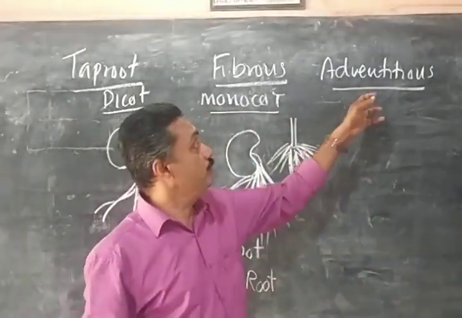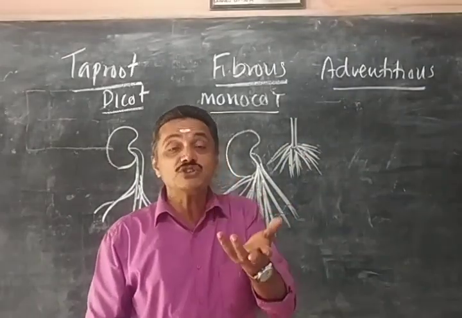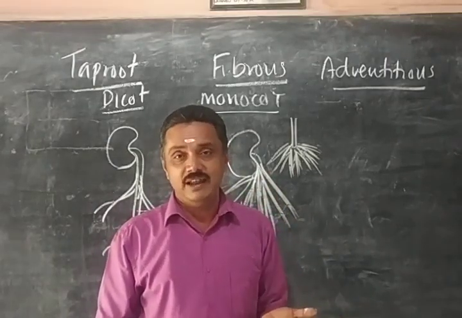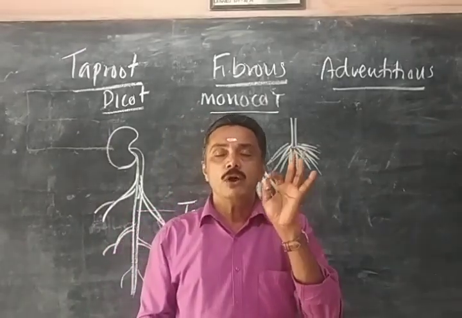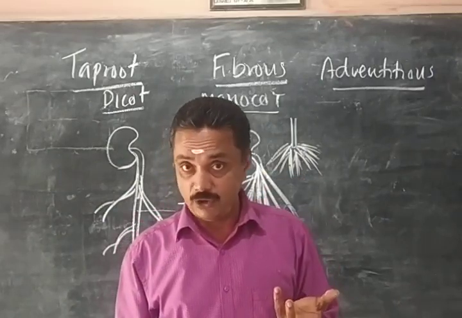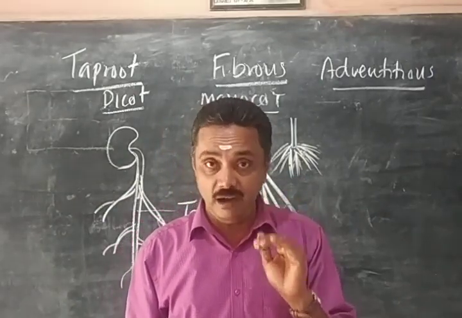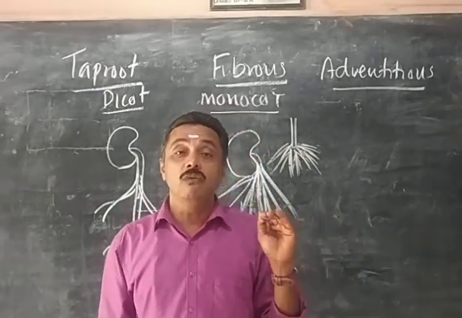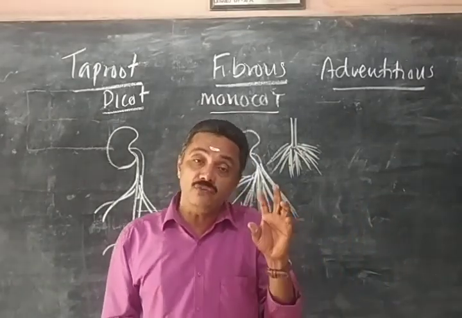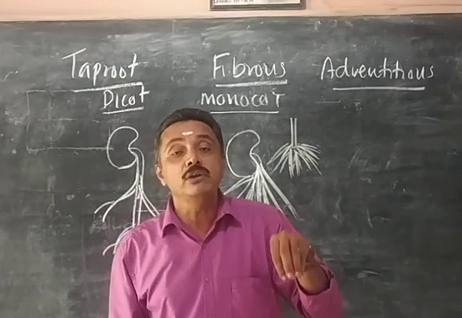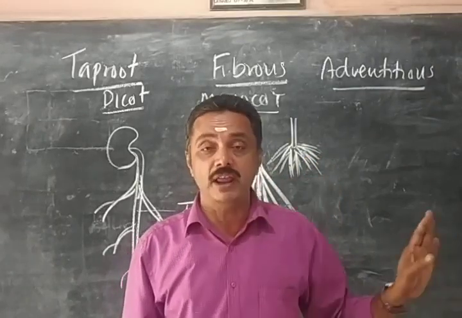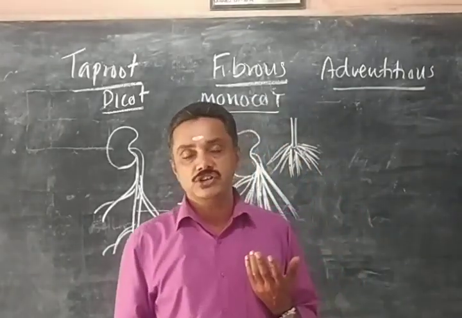Then the third type is called adventitious root system. Adventitious root system is seen in many plants, in monocots and dicots. Adventitious root system means root system originating from any part of the plant body other than the radicle. Remember that root systems originate from the radicle, but there are certain cases where the root system will not originate from the radicle. Such a root system is called adventitious root system.